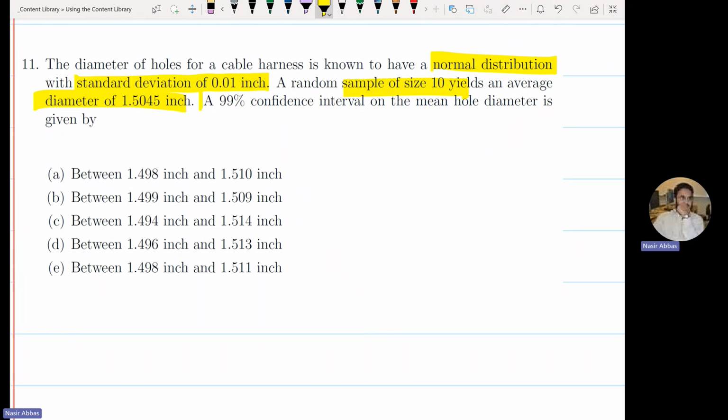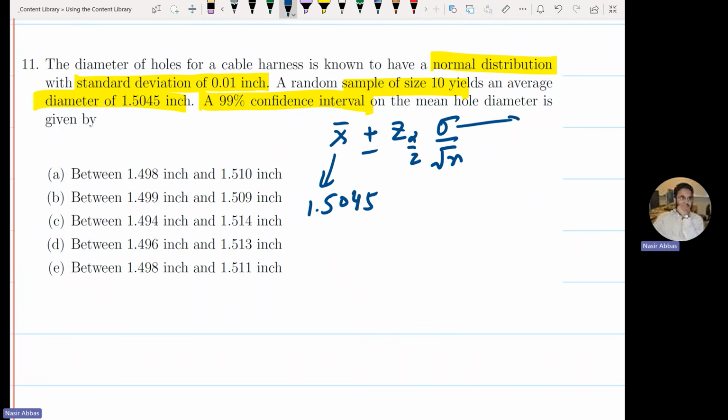What are we supposed to find? A 99% confidence interval. So you know the value of sigma. When sigma is known, how do we find the confidence interval? This is the formula. From this formula, what is given and what are we supposed to find? Is X bar given? This is 1.5045. Is sigma given? 0.01. Is n given? 10. Z alpha by 2. What is given to us? Alpha is given to us, 1%.